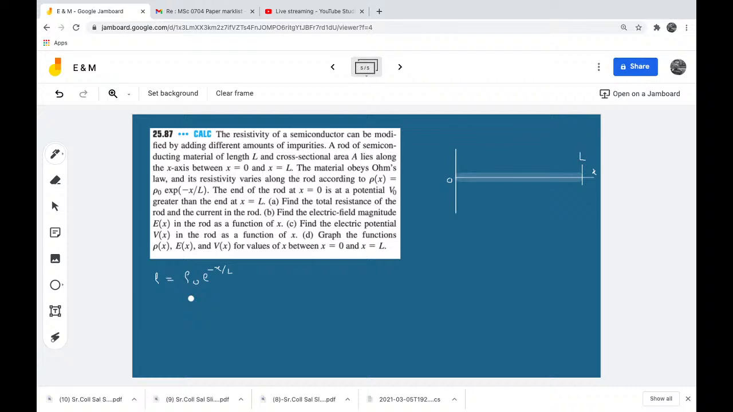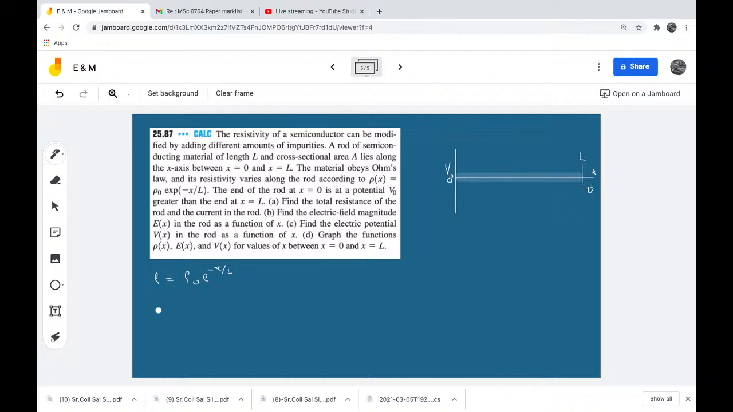The end of the rod at x is equal to 0 is at potential V0 greater than the other end. So we have put a potential difference also. That means it has been connected to a battery. Here the potential is V0, and here I can safely assume the potential to be 0.